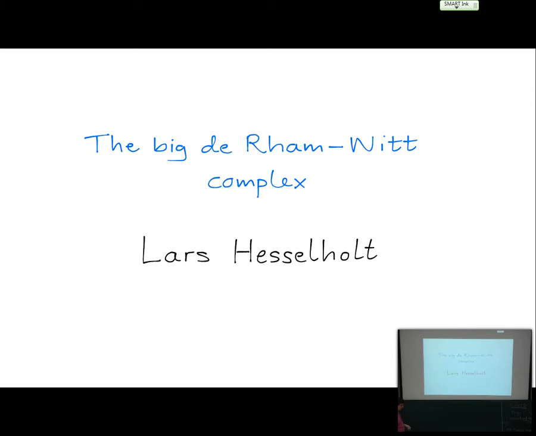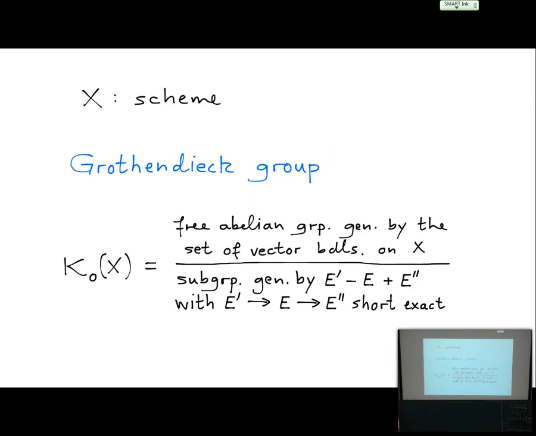So let me first say something about K-theory. If X is a scheme, then Grothendieck defined this group, which is the free abelian group generated by the set of vector bundles on X, modulo the relation that if there's a short exact sequence, this relation is imposed. So this is the most important K group.